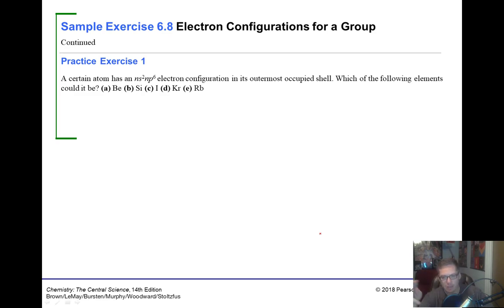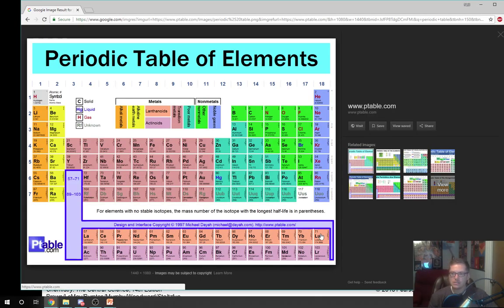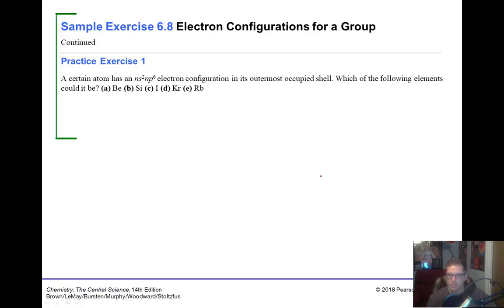So a certain atom has ns2np6. Remember, those n's are our energy levels, either 1, 2, 3, 4, or essentially what period we're on the periodic table. Okay, and we need to identify which of the following elements this would be: beryllium, silicon, iodine, krypton, or rubidium. So remember, we're looking for places that are ns2, np6. Well, np6 only happens here, right? So neon, argon, krypton, xenon, radon. Okay, so the only one this works for is krypton. All these other guys are going to have other things outside their outermost shell. Okay.